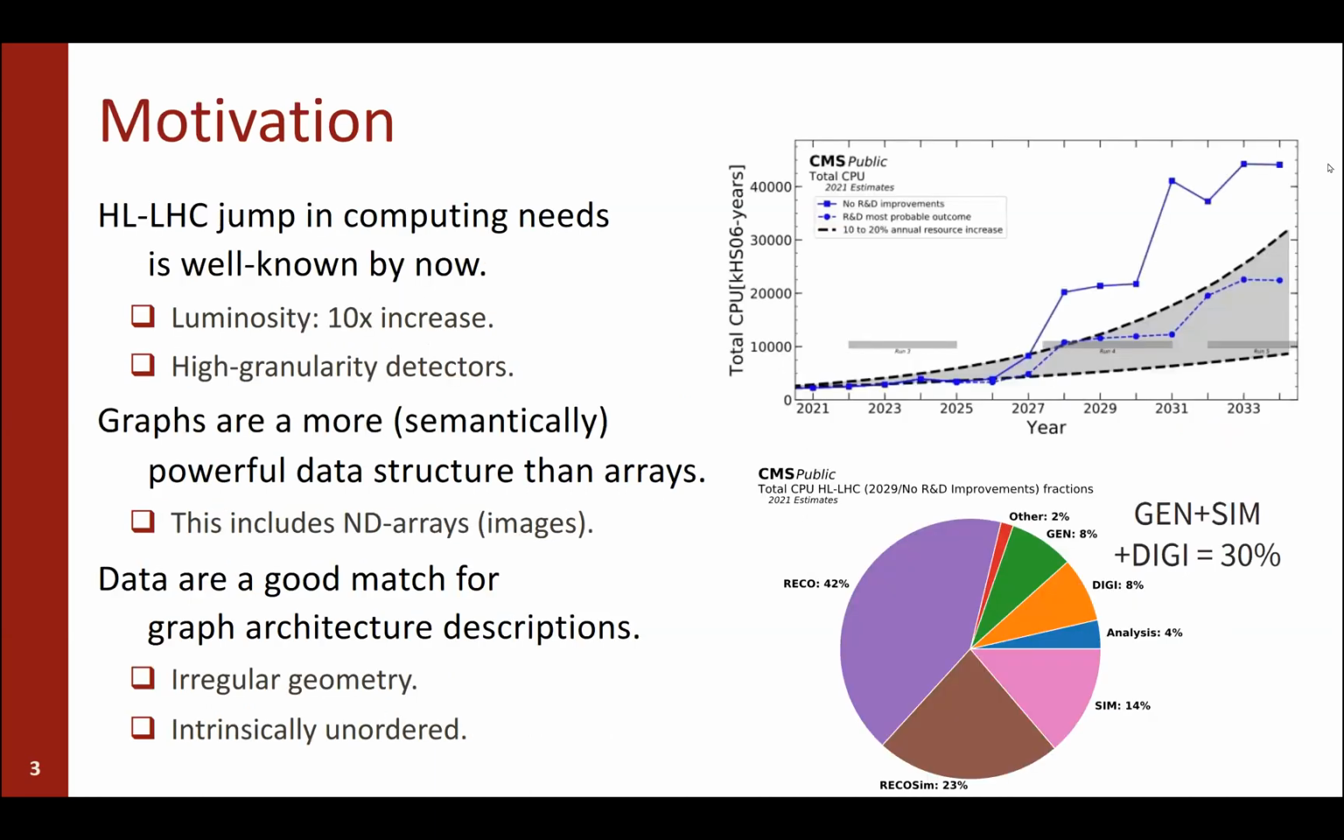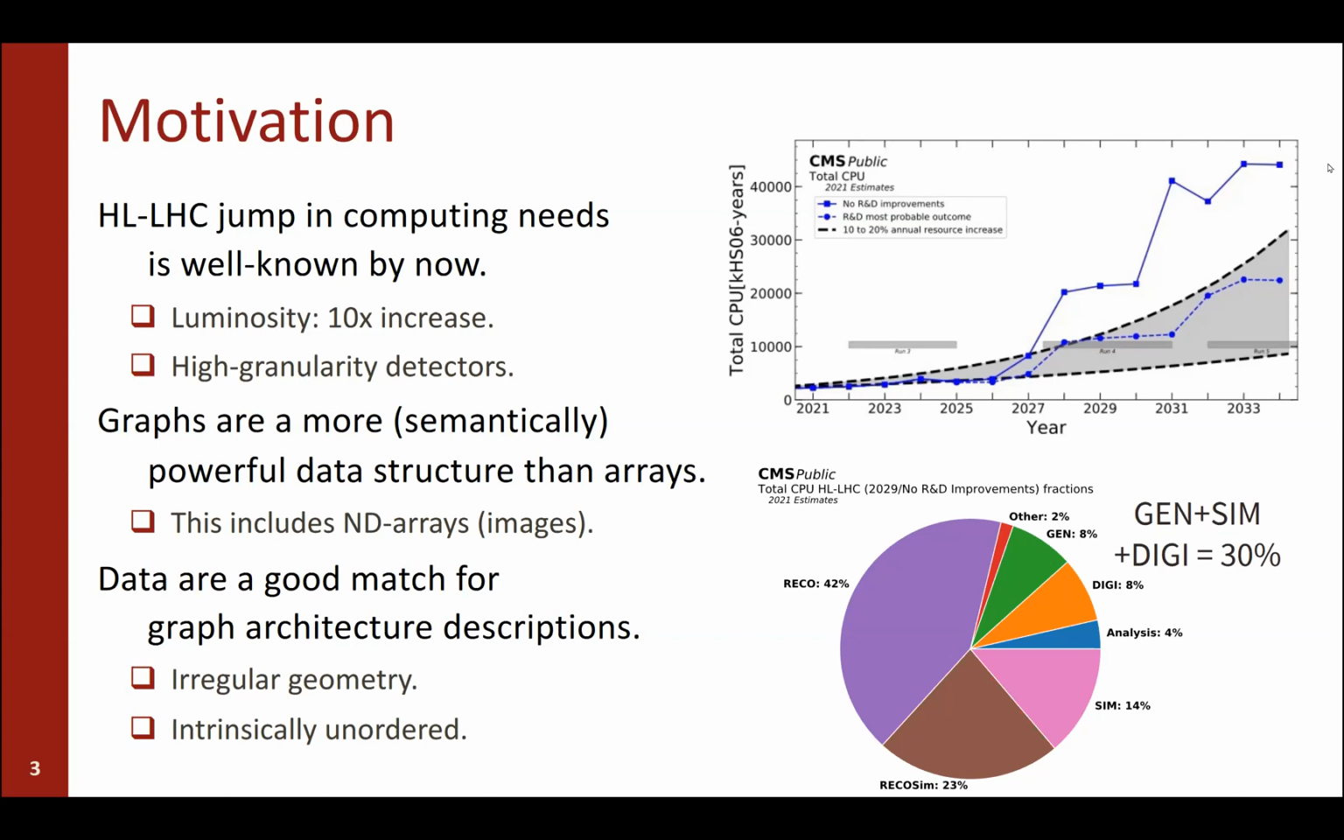I also don't need to motivate this, right? You know better than anybody else. There is a gigantic jump coming our way for the high luminosity LHC, both because of the luminosity and the high granularity detectors. And one key thing that we have noticed before is that the data that we're going to get are a good match for the graph architecture descriptions because they have irregular geometry.